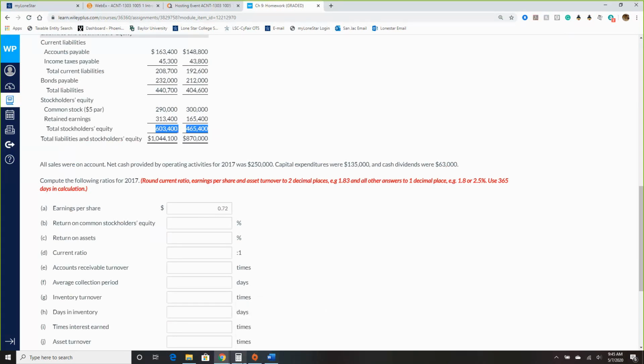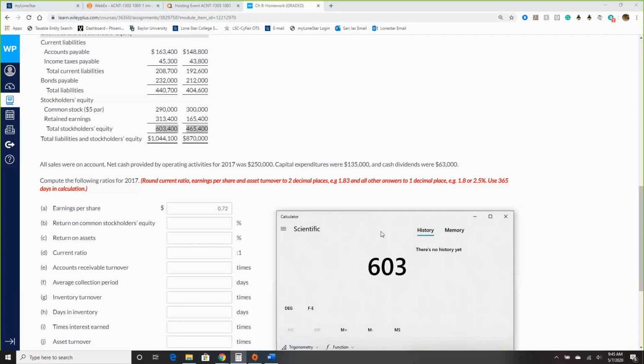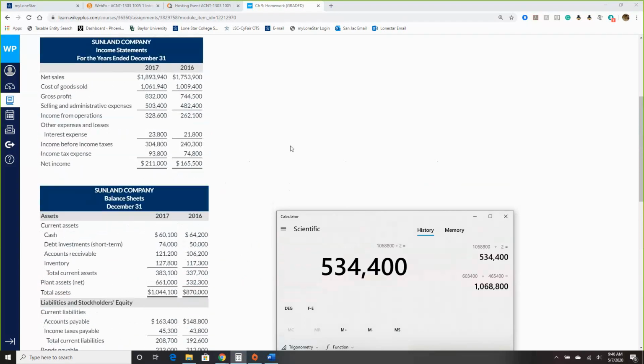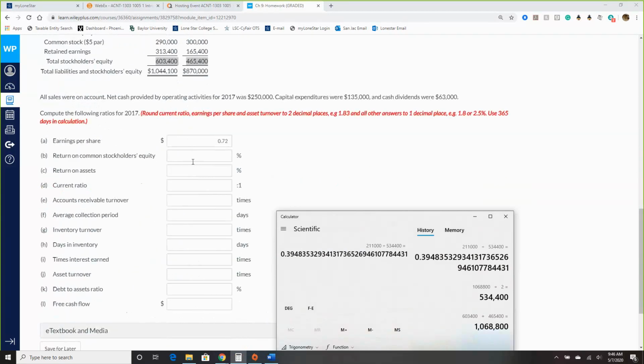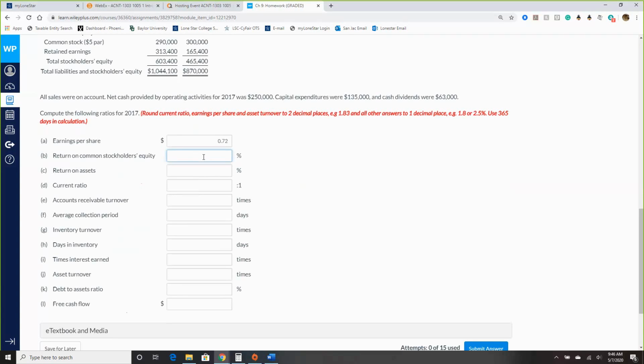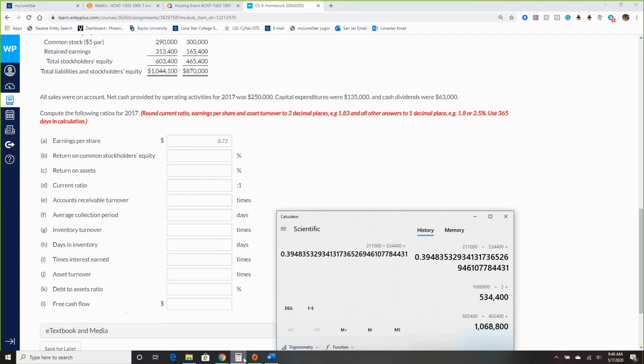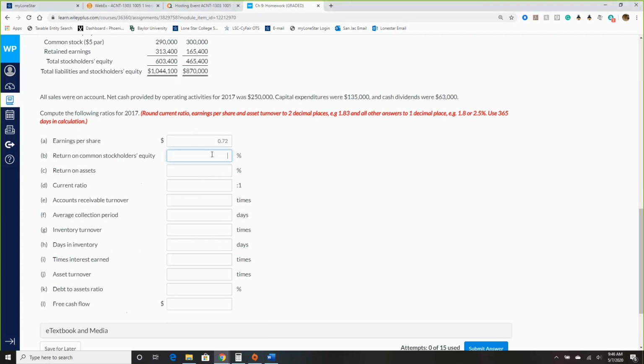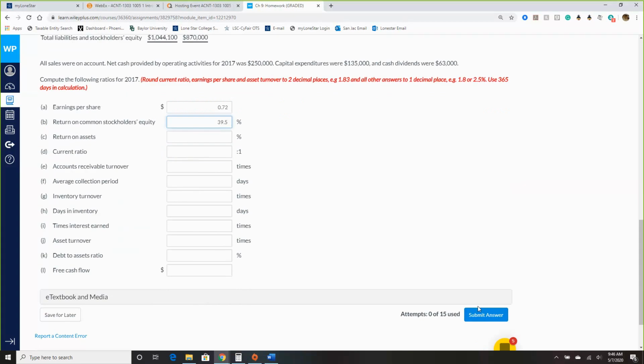So, again, we'll take 603,400 plus 465,400, divide by 2 for our average, and then take our net income, which was 211, divide by 534,400, should be about 39%, or 1 decimal place of 39.4, or 0.5. We'll go ahead and see what's going on.